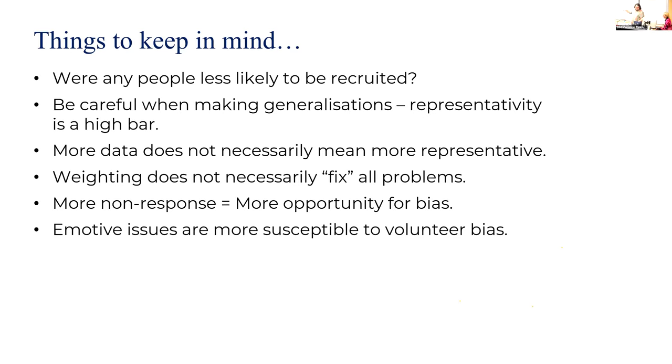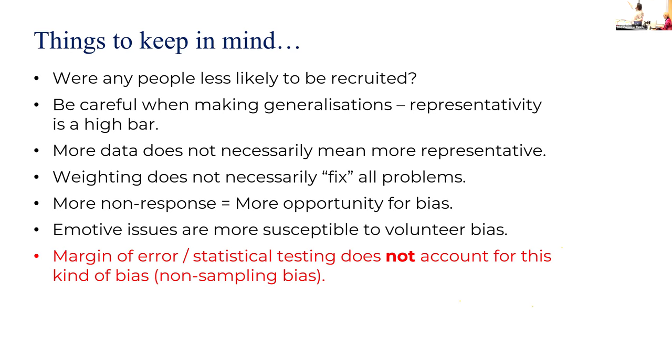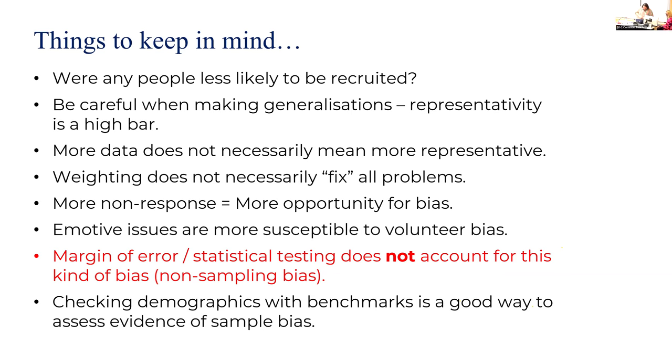Yep, emotive issues are more susceptible. We already talked about that. This is an important point, which a lot of people don't realize. Margins of error, statistical testing, and all that kind of thing do not in any way account for sample bias. That's assuming it's a perfect sample. So if I say 5% margin of error, that's not saying there's a 5% chance of mis-sampled people. That's how much variation I could expect from a perfect sample. So with margins of error, you could add a much more skeptical gaze. It's not guaranteed that your result's going to be within the margin of error if my sampling design isn't good.